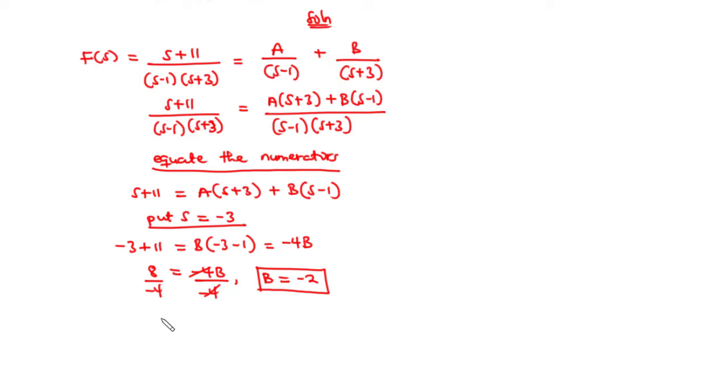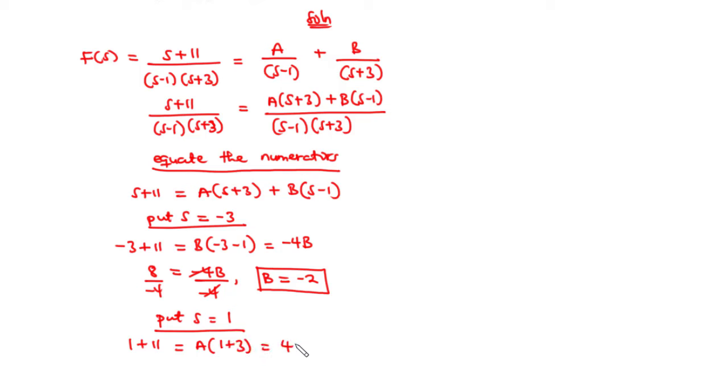Again, we are going to put s equals 1 so that b also goes to 0. On the left hand side we have 1 plus 11 equals a times 1 plus 3. This is 4, so 4 times a is 4a. So we have 12 equals 4a. We divide through by 4, and then we have a to be equal to 3.